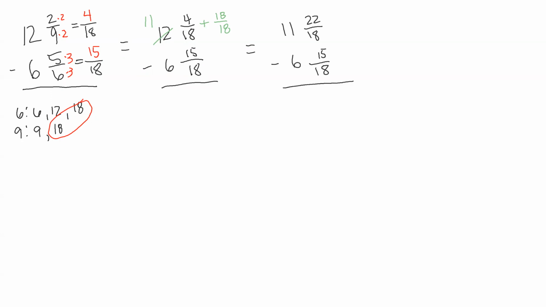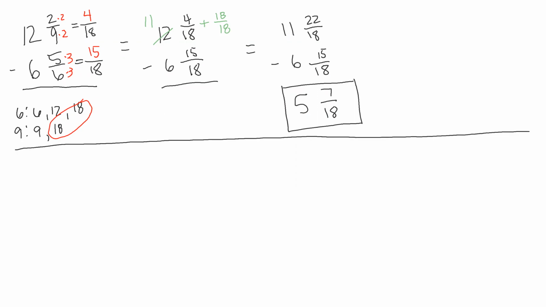Now I can subtract. I can take 15 from 22. In fact, 22 minus 15 is 7. So I get 7/18. And then 11 minus 6 is 5. 7 and 18 have no common factors. So our final answer is 5 and 7/18. It's not too bad, right?